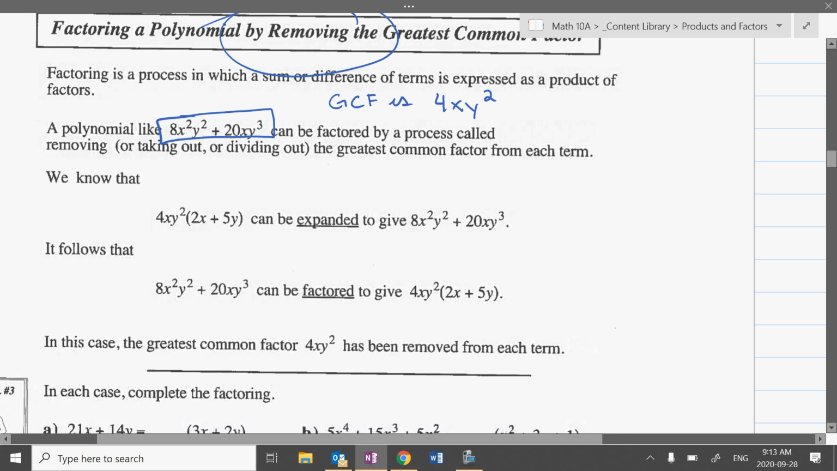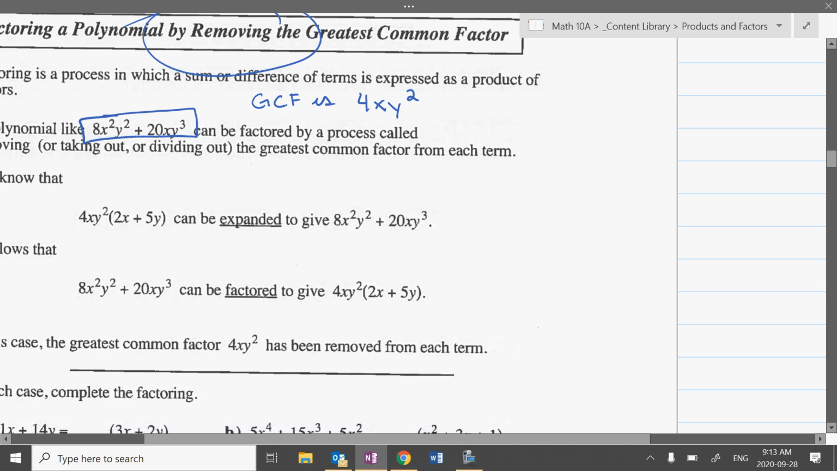When you do this, I don't like how they wrote this out, so I'm going to show you how I would do it. So a question would read like factor 8x squared y squared plus 20xy cubed.